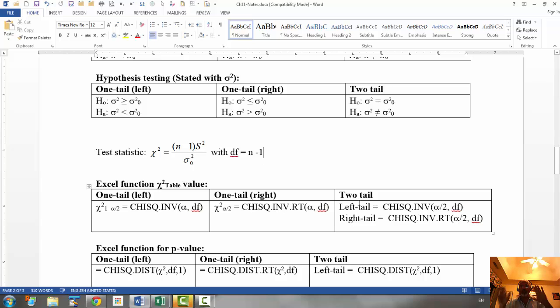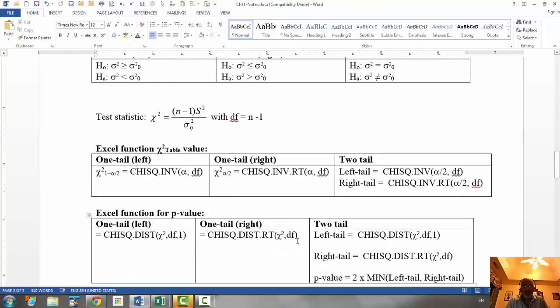In case of two tail test, you need to have two different chi-squared values. So we have chi-squared alpha over 2. chi-sq.inv, just alpha over 2 will give you the left side table value, and the .rt function, again you use alpha over 2 because there are two tails, will give you the right side tail.